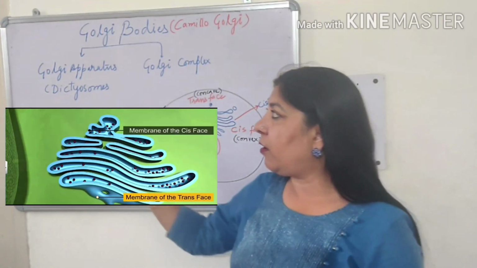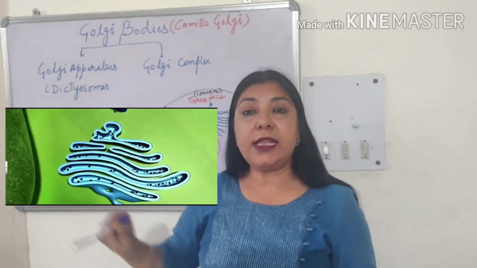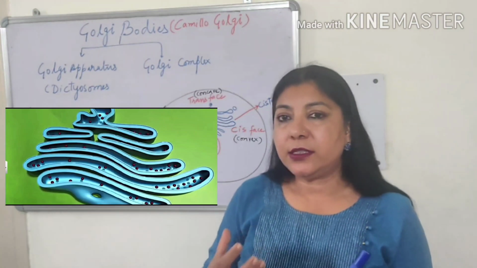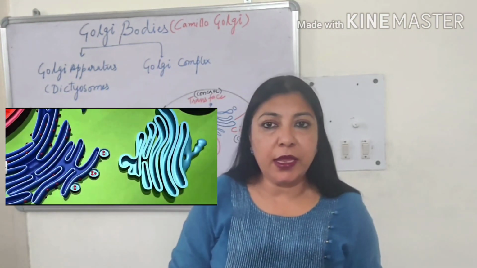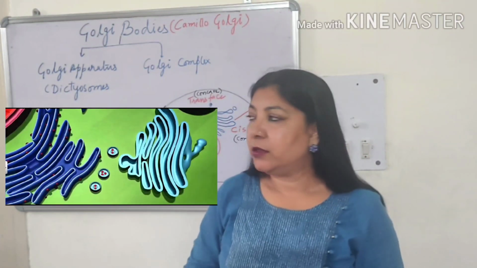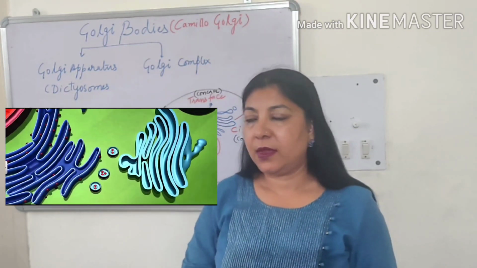The basic function of Golgi complex or Golgi bodies is it is acting as a packaging system of the cell. So whatever substance endoplasmic reticulum is forming, it is transporting to Golgi bodies. So it packs it and stores it.